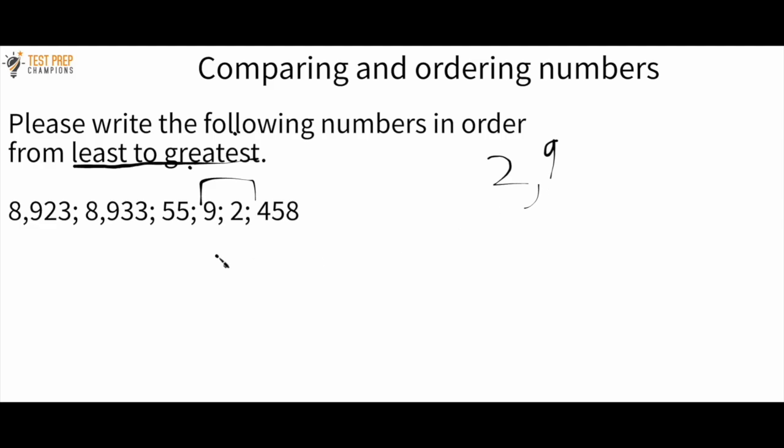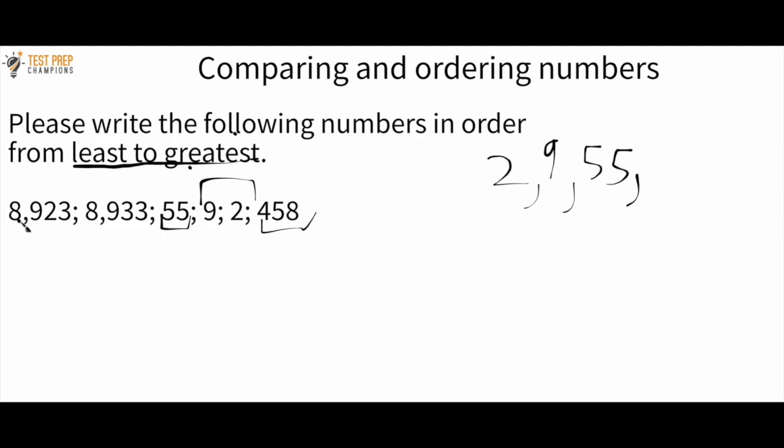Okay, and now let me look here. We see that we've got one number with 2 digits and we've got another number with 3 digits. So 3 digits beats 2 digits, so I'm going to write 55 next. A number with only 2 digits, again, is going to be smaller than a number with 3 digits. So I'm going to write 55 here.